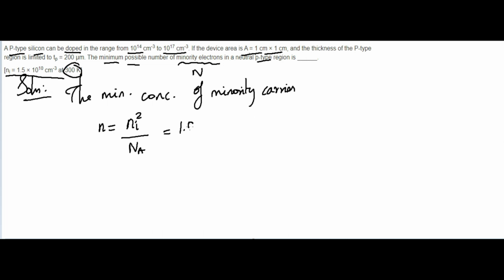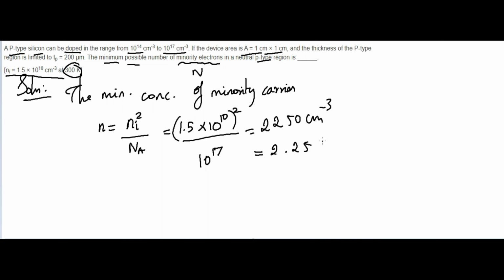So I can write 1.5 into 10 to the power 10, the whole square, divided by Na. Na it is about 10 power 17 is available, so it is the highest range, you just take that. No need to take 10 power 14, 10 power 13. So it is equal to, in terms of centimeter, 2250 per centimeter cube. If you want to convert it to meter, I can write 2.25 into 10 to the power 9 per meter cube. That's a simple change.